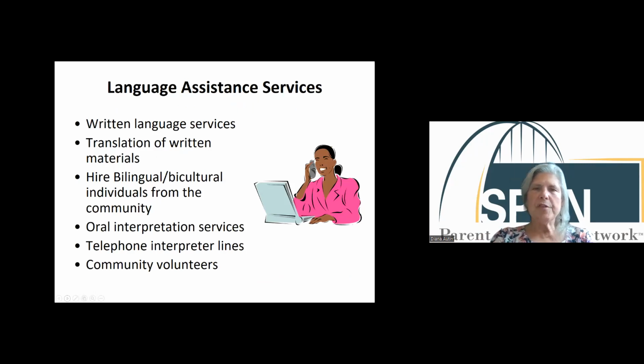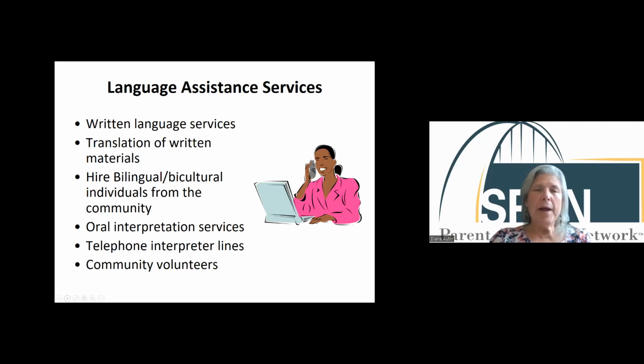So let's talk a little bit about language assistance services. There's written language services and translation of written materials. Written translation of vital documents are required for every language group that constitutes 5% or 1,000 individuals, whichever is less, of the population of persons served or likely to be served. If there are fewer than 50 people in a language group that reaches the 5% trigger, the recipient does not have to translate all those vital documents, but does have to provide written notice in the primary language of that LEP group of the right to receive competent oral interpretation of the documents free of charge.